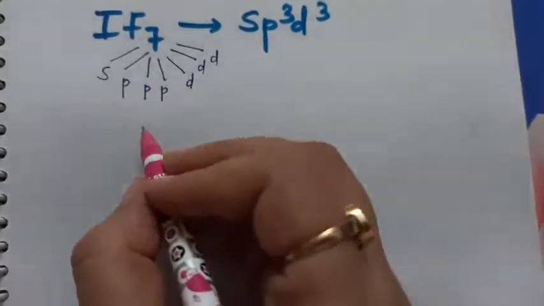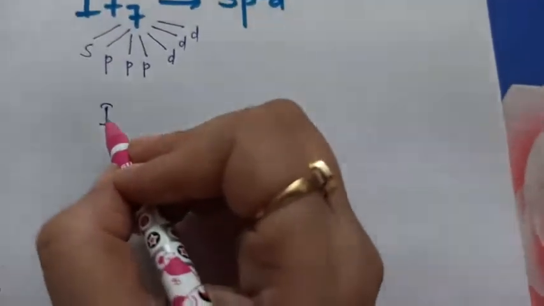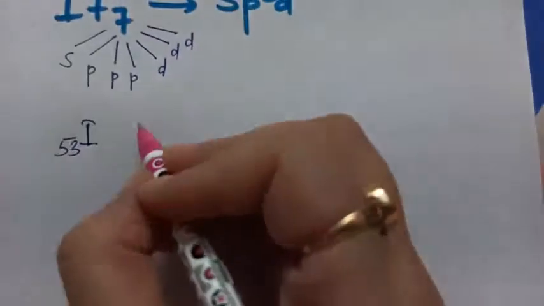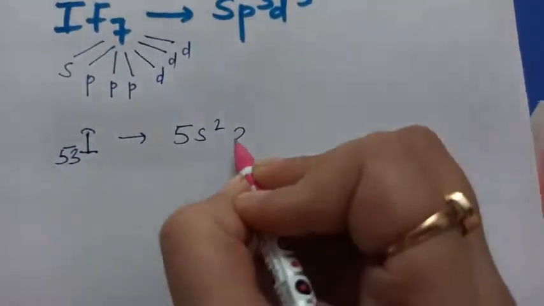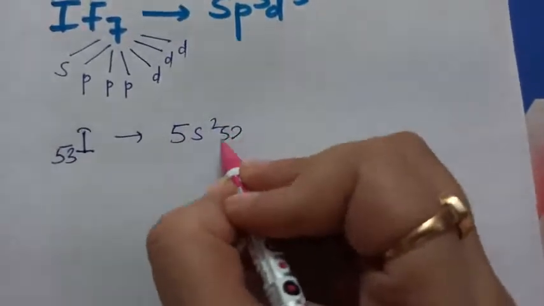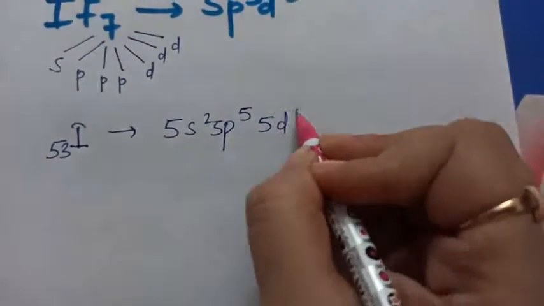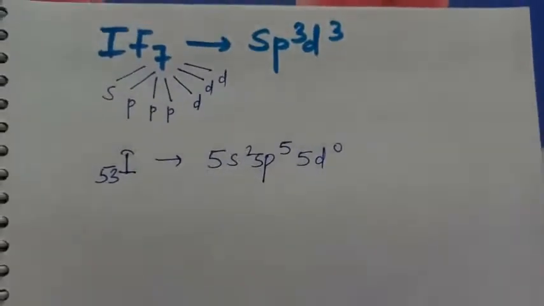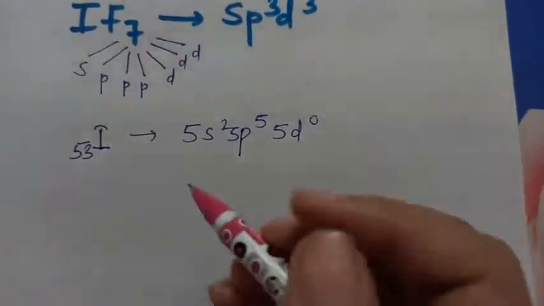Now here the central element is iodine. The atomic number of iodine, you should remember, is 53. And according to 53, when you write the configuration, it is 5s2, 5p5 and 5d0. This is how it is going to be written. Hybridization, configuration you can write from the beginning, but this much only will be used.